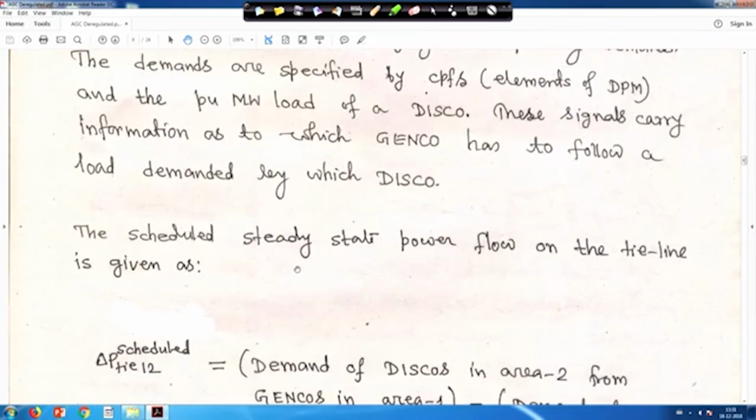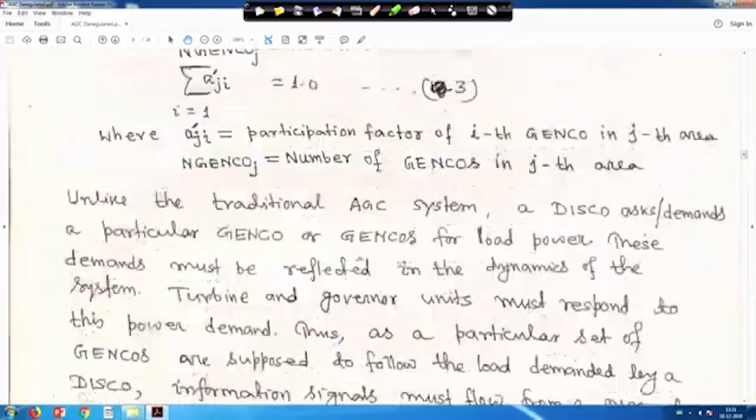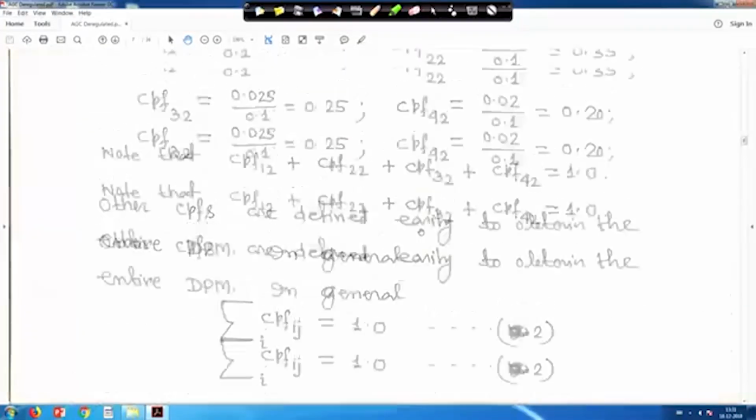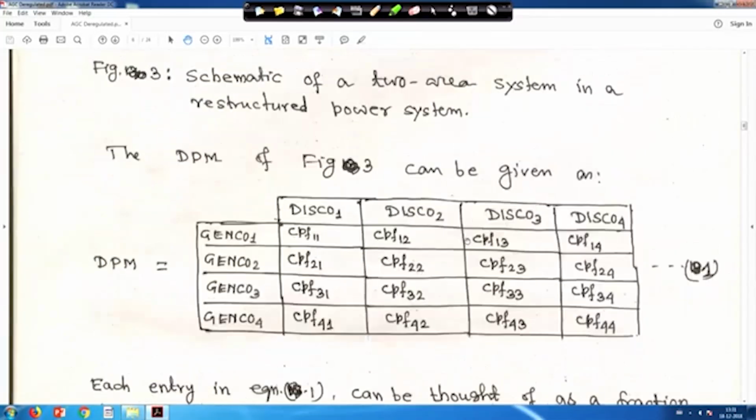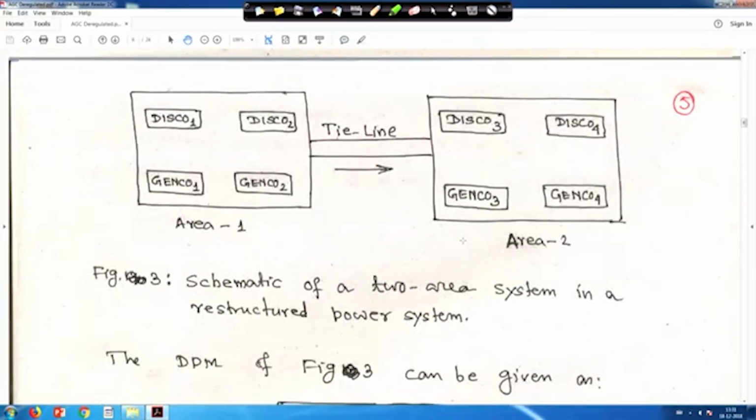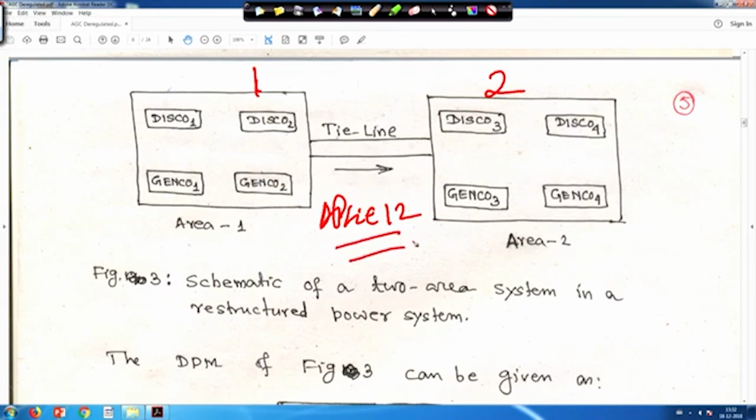Now in the steady state, what will happen? The scheduled steady state power flow on the tie line is given as follows. Before going to that, we will go back to that diagram again. In this case, this two area system, it is area 1 and it is area 2. Power is flowing, say we have taken the direction as 1 to 2. If delta P tie wants to become negative, it means it is flowing from 2 to 1. So, when we take 1 to 2, how will we find out the delta P tie scheduled power flow when all the load demanded by DISCOs are known?